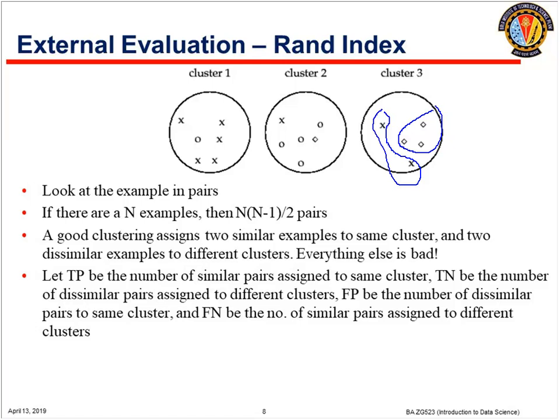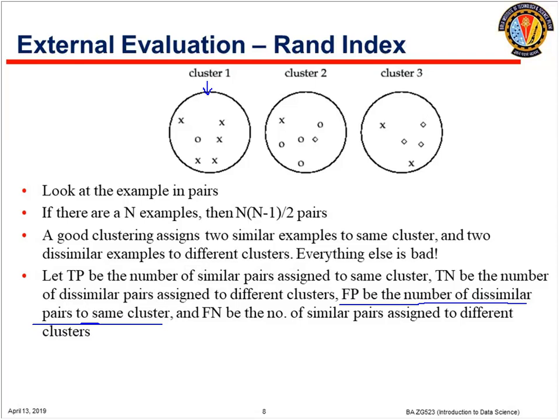Now let's look at FP. FP is the number of dissimilar pairs in the same cluster. This one is easy to calculate because we are looking at cluster by cluster again. So FP will be the number of dissimilar pairs which are in the same cluster. Same cluster means cluster 1, cluster 2 and cluster 3. So let's look at cluster 1 first. Number of dissimilar pairs which belong to cluster 1.